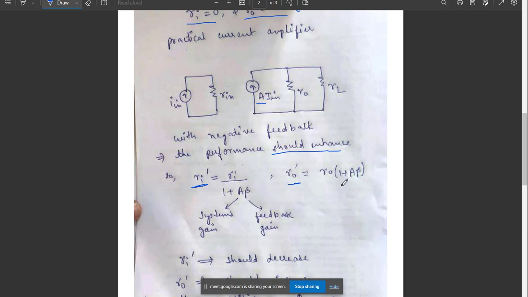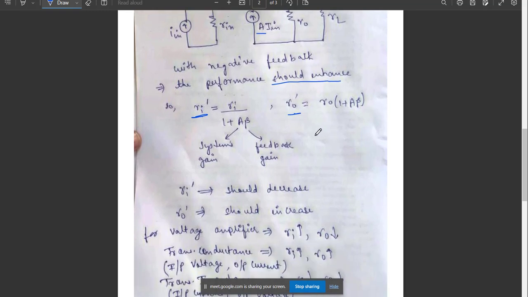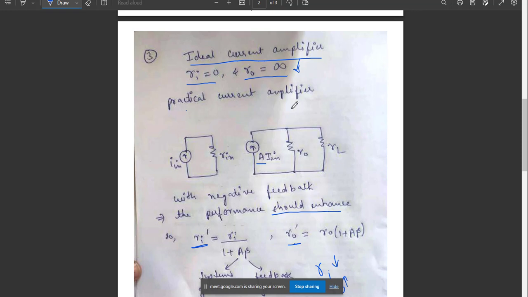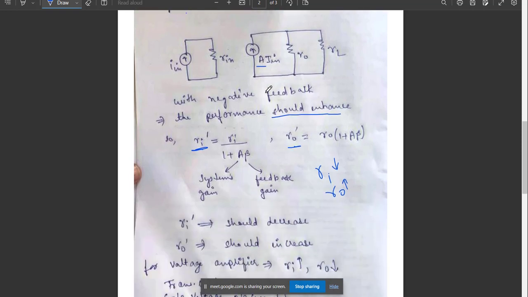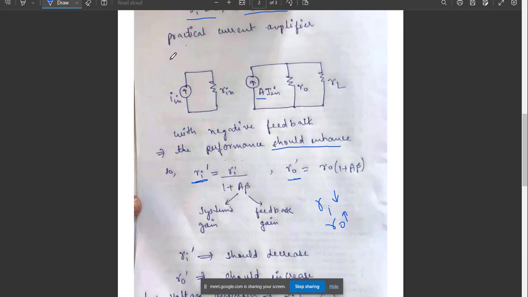And similarly, the output impedance will be output impedance into 1 plus A beta. This is how Ro will keep on increasing and Ri will keep on decreasing, trying to become 0, while Ro tries to become infinite. That is how this practical current amplifier will try to reach the characteristics of an ideal current amplifier. So Ri dash should decrease and Ro should increase. Now this is for the current amplifier.